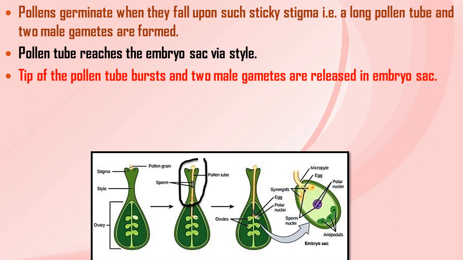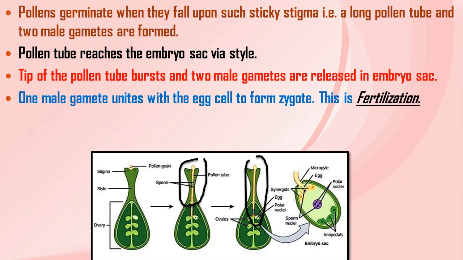The style is an elongated part of the flower. The male gametes, or sperm, are carried by the style, and the tip of the pollen tube bursts and two male gametes are released in the embryo sac. After this, one male gamete unites with the egg cell to form a zygote, and this is called fertilization. So what is fertilization in a flower? When a male gamete unites with the egg cell to form a zygote, it is called fertilization.